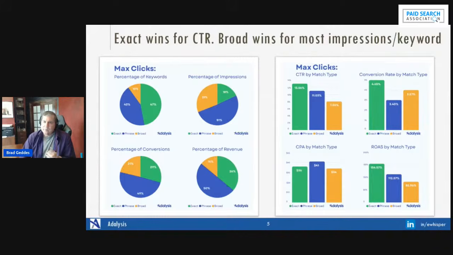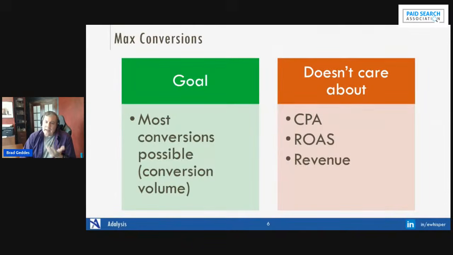conversions. Now, when we start looking at conversions, right, max conversions is usually most smaller companies' starting place. I want conversions. I don't have a lot. I'm not sure how to bid this. So let me start with max conversions. So max conversions goal, it's just the most conversions possible, right? Now, it doesn't care about the cost of those conversions. Obviously, it doesn't care about ROAS and revenue. It's a CPA bid system.